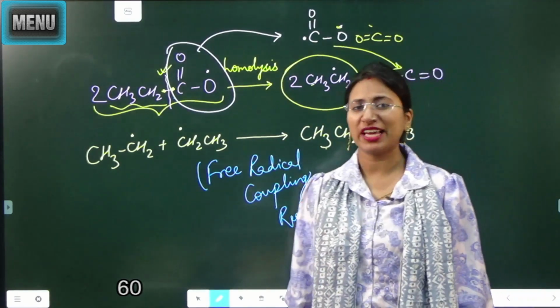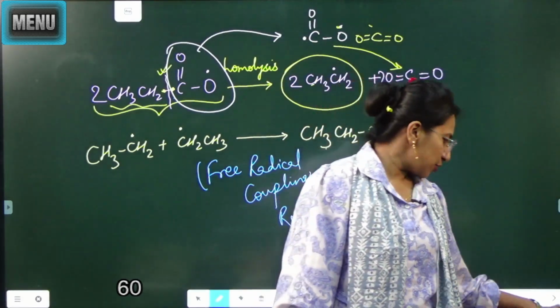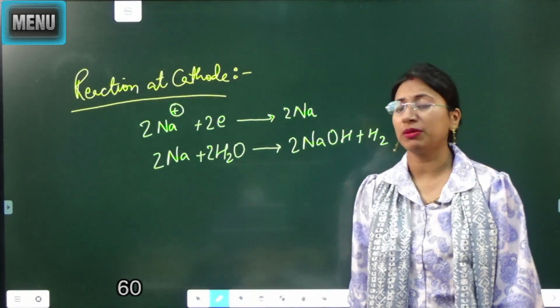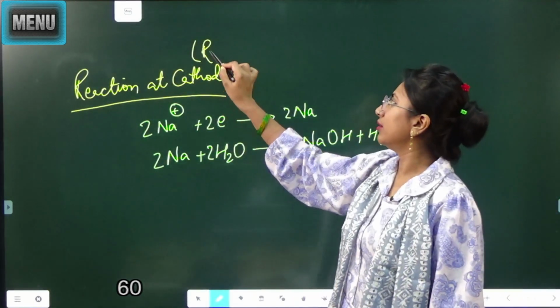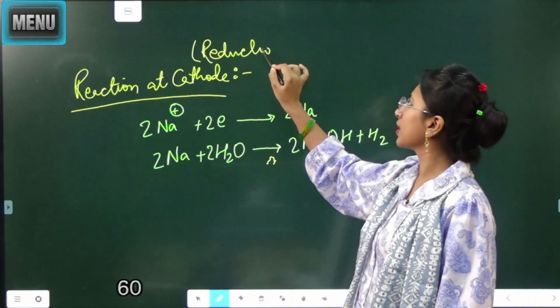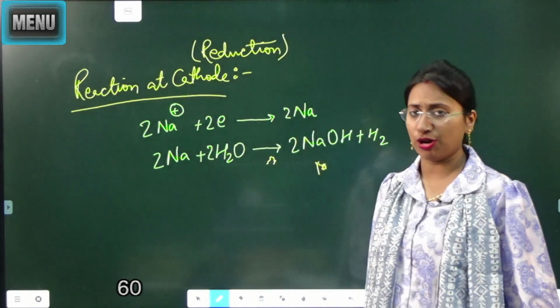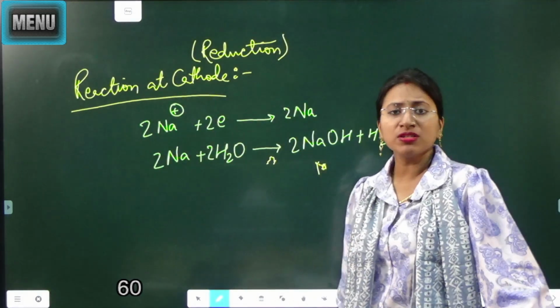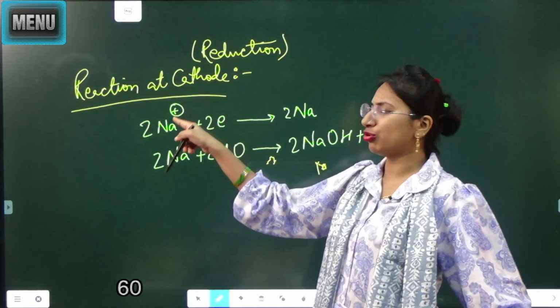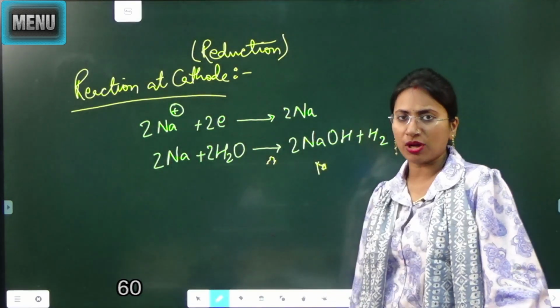Now, let us check the reaction at cathode. At cathode reduction will be there. At cathode, reduction will happen. Reduction means gain of electron. So, who will gain electron? Sodium cation. It will gain electron to form sodium.